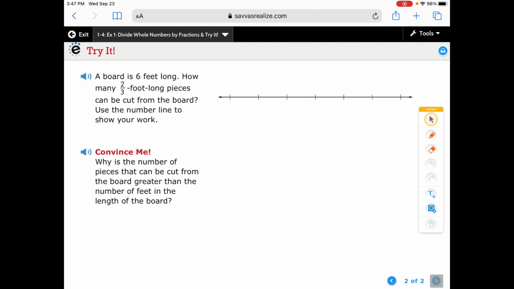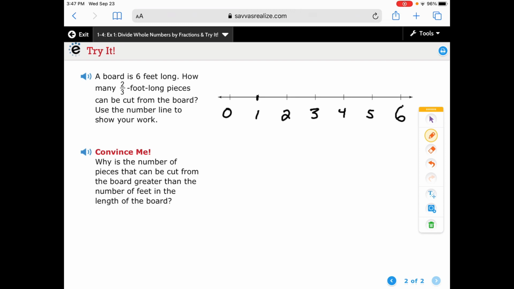So it says a board is 6 feet long, all right? So if a board is 6 feet long, we can know that our last number over here is going to be 6, all right? Because that's the total of what we have on hand. All right, so what these other ones would indicate is this is 1 foot, obviously this is 0, 2 feet, 3, 4, and 5 feet, all right? We want to see how many 2/3 we can get into each one.